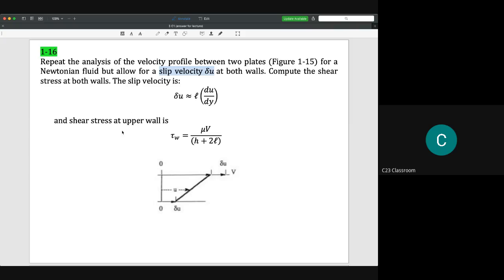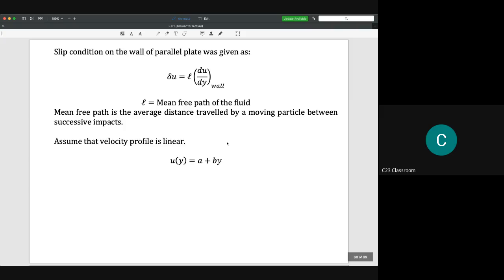So, for the shear stress here, it will be given as tau wall equal mu V over h plus 2L. So it also will be given in the question. Okay, and then the slip condition on the wall of the parallel plate can be simplified as delta u is equal to L du/dy at the wall.